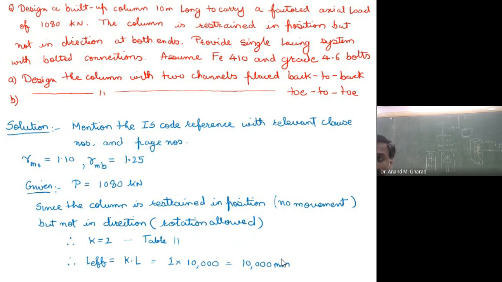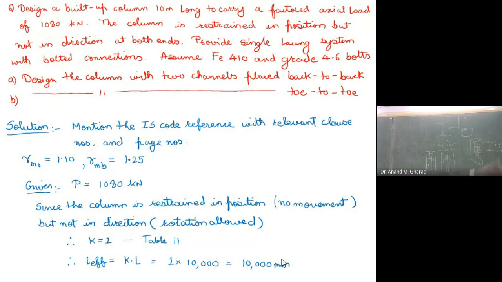Okay? So 10 meter long, to carry a factored axial load of 1080 kilonewton, the column is restrained in position but not in direction. What does that mean? Restrained in position but not in direction. Does it mean fixed? Read it properly. Restrained in position means it is not allowed to move. But not in direction means it is not restrained in direction, that is, it can rotate. These two ends will not move, but moment will not be resisted there. That means it is a hinge condition.